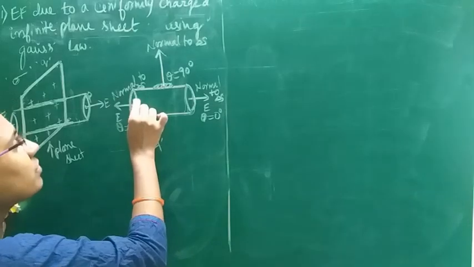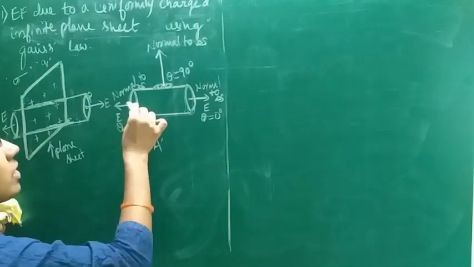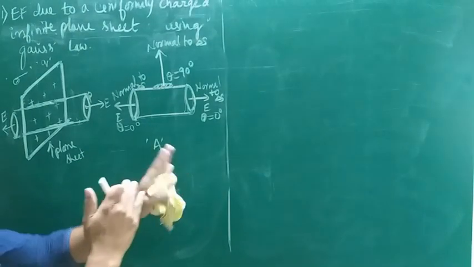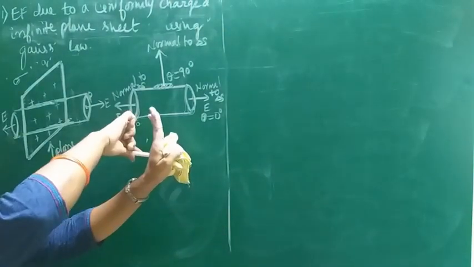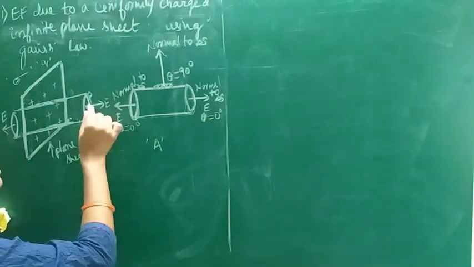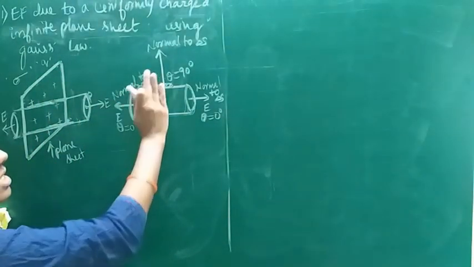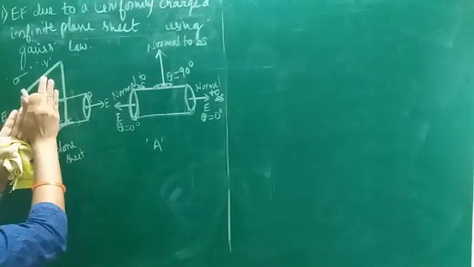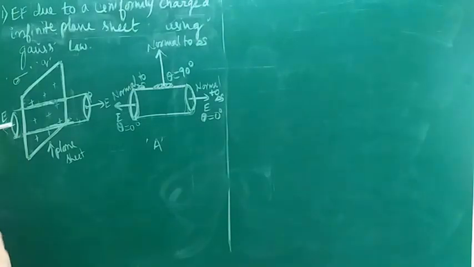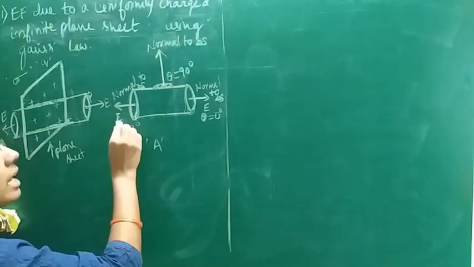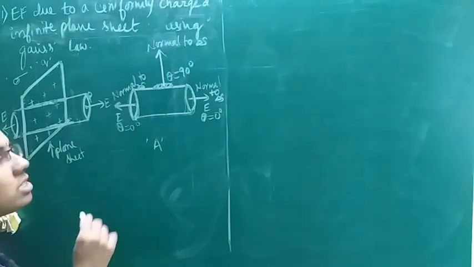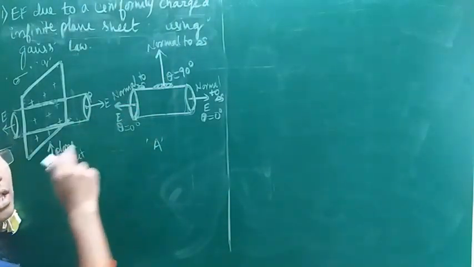Now consider the first circular end. If we draw a normal for the first circular end, it will be like this. And the electric field is also in the same direction since it is positively charged. Since this is positively charged, the electric field is radially acting outward. So both the electric field and normal are acting in the same direction. Therefore the angle between them is 0 degree.